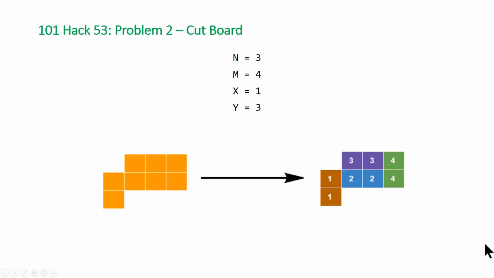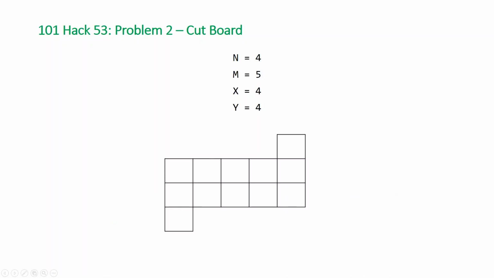But if we look at a different example, we can see that we're going to run into problems. So in this example, we have n equals 4, m equals 5, so 4 rows and 5 columns, and then 4 cells deleted from both the top and the bottom row. And we can see here that if we use that algorithm, it's going to fail.